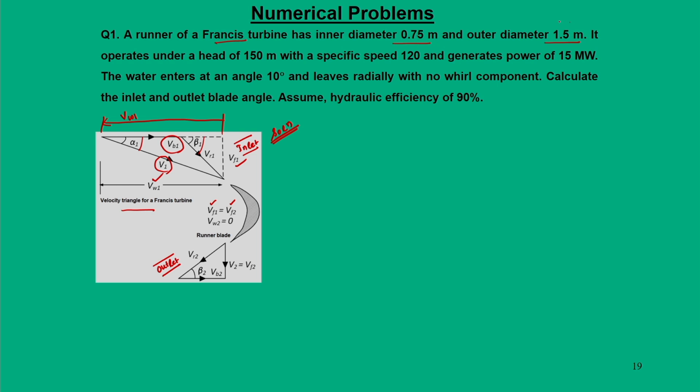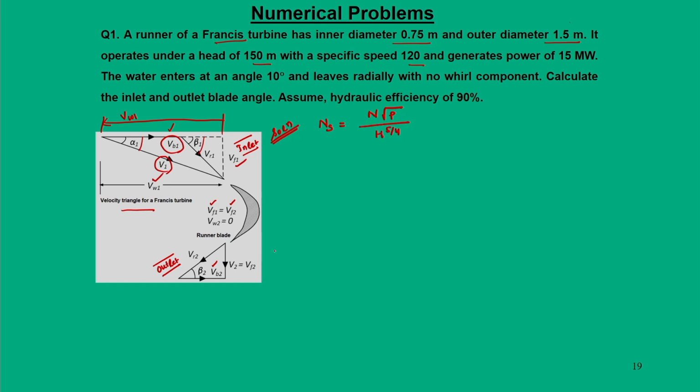So, these two diameters will decide VB1 and VB2. We will see how you need to find out. There is a head of 150 meter, specific speed 120, but what we do not know is the speed or RPM. So, to get this RPM, let us take this specific speed expression, Ns is equal to N square root of P by H to the power 5 by 4.